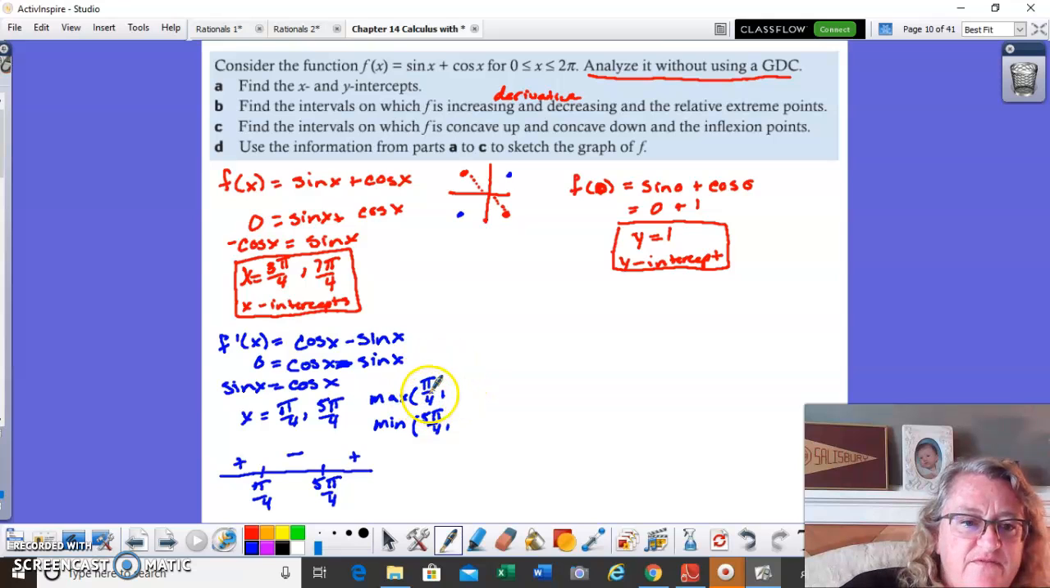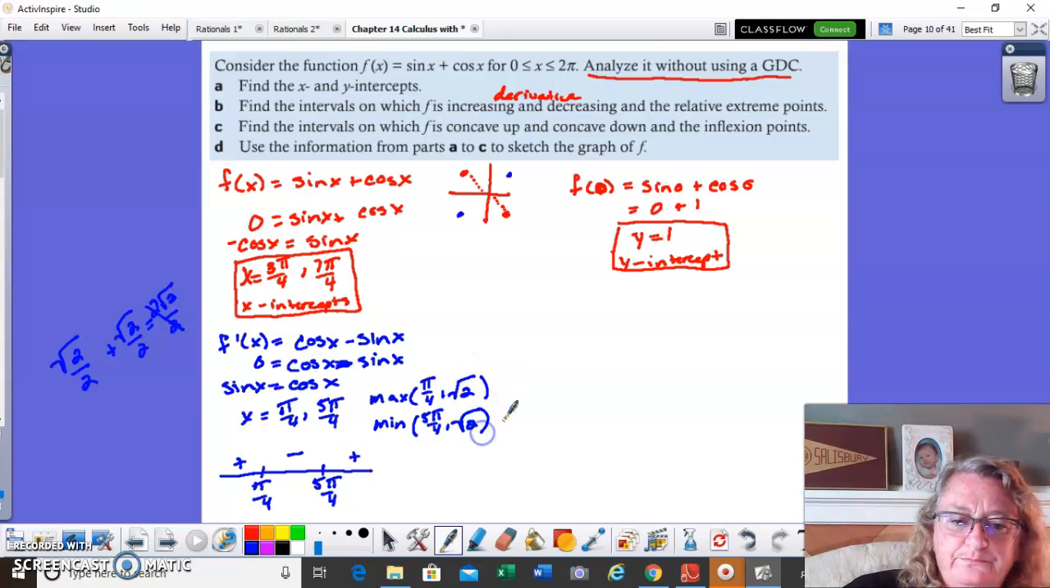So I'm going to take pi over 4 back to my original function. The sine of pi over 4 is square root of 2 over 2. Right? So square root of 2 over 2. The cosine of pi over 4 is square root of 2 over 2. So this equals 2 square roots of 2 over 2, or just the square root of 2. And the same thing will happen for this one. Okay? So we have our minimum and our maximum.